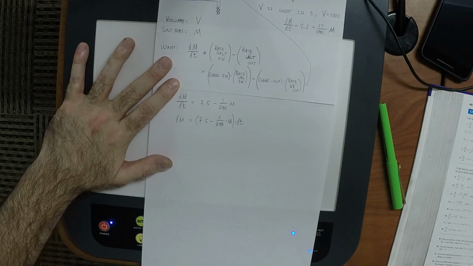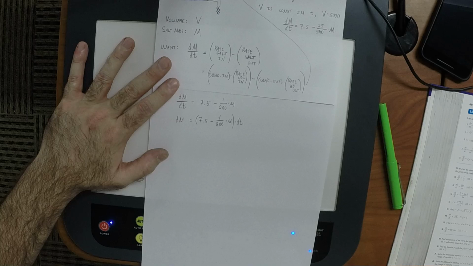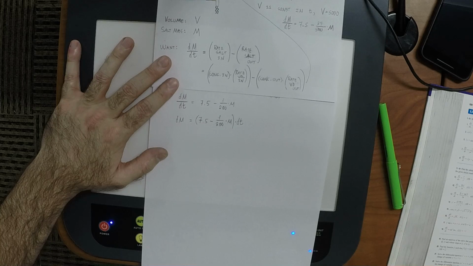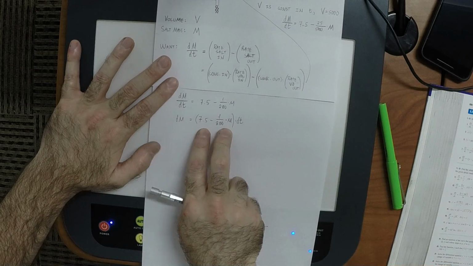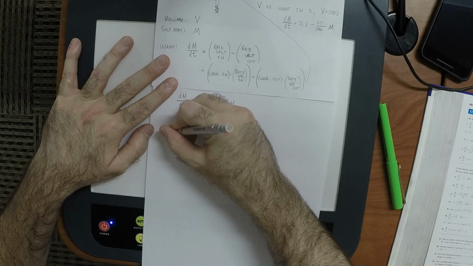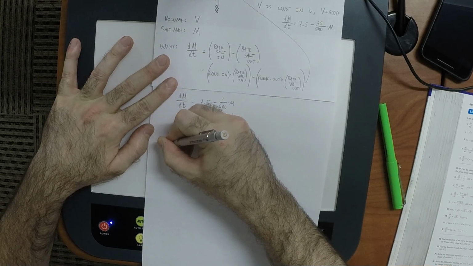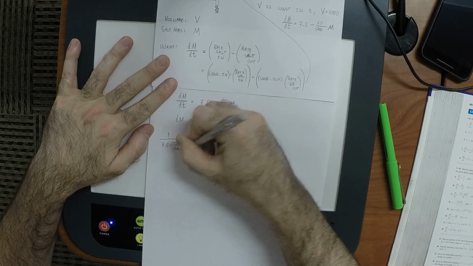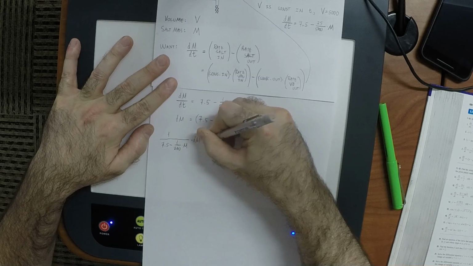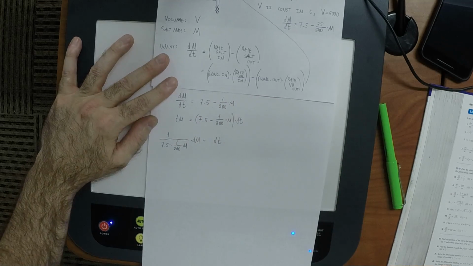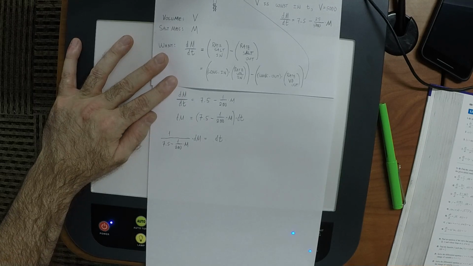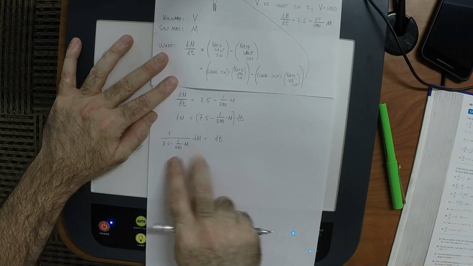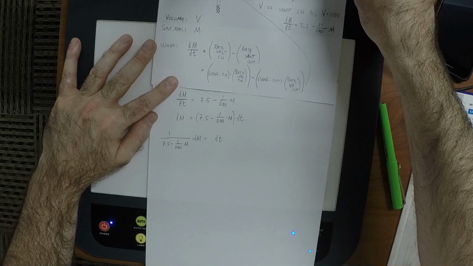So can we get all the m stuff together and all the t stuff together and separate them? How do we do it? I can just divide by that thing, right? So that we have 1 over 7.5 minus 1 over 200 m, dm, is just a regular old dt by itself. So did we separate it? We did. M's are together, no t's. T's are together, no m's. So we did it.